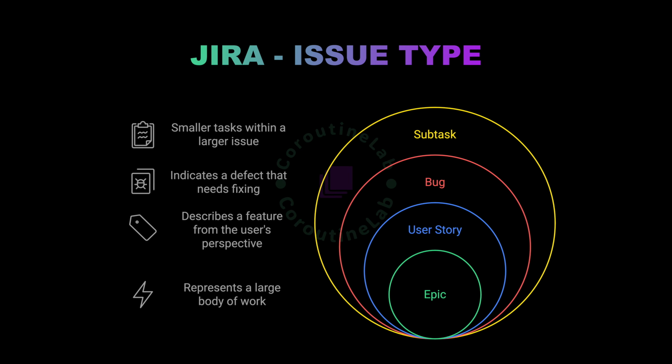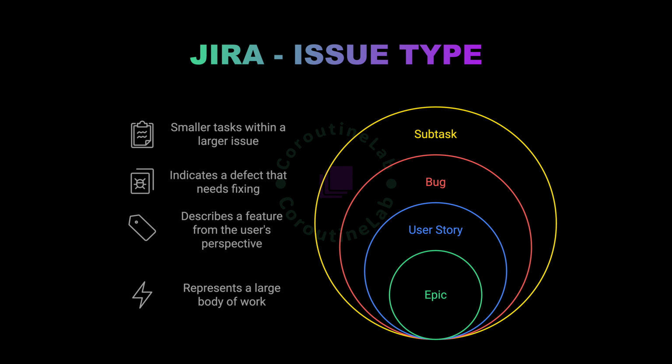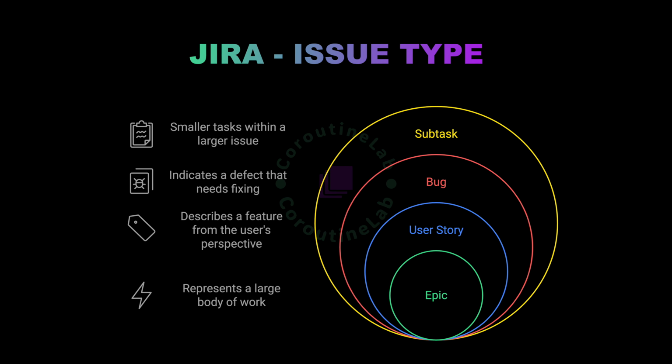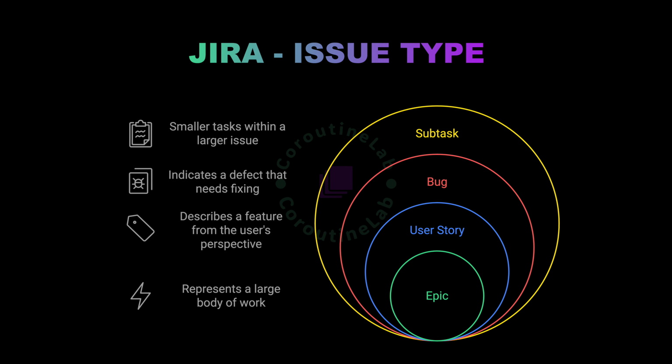First, there's the epic, which acts as the parent issue. It represents a large piece of work that's broken down into smaller, manageable tasks or user stories. It's perfect for capturing high-level requirements or initiatives that span multiple sprints or releases.